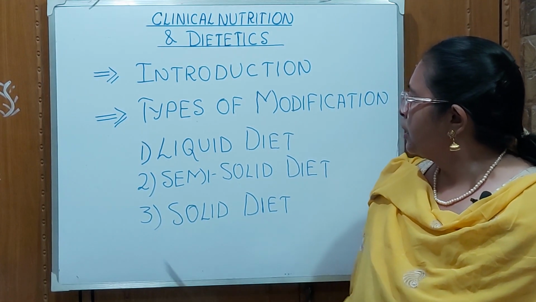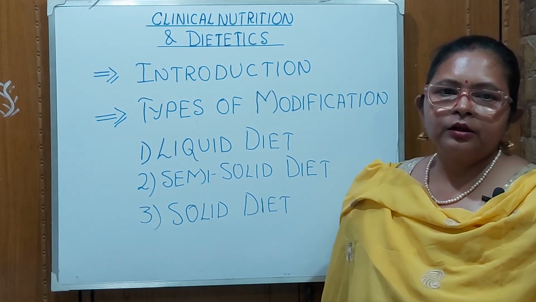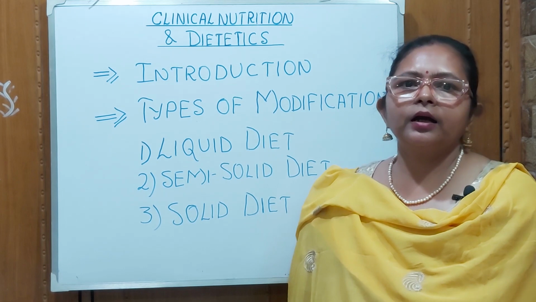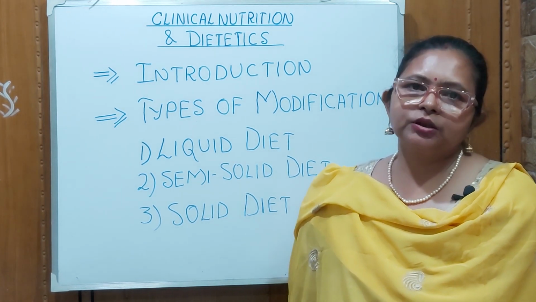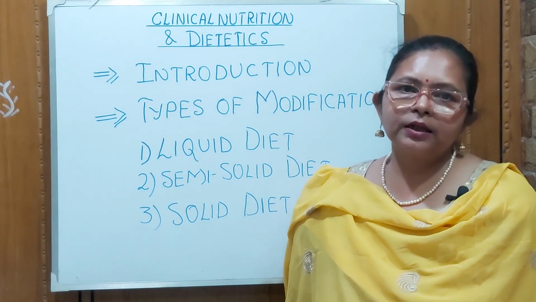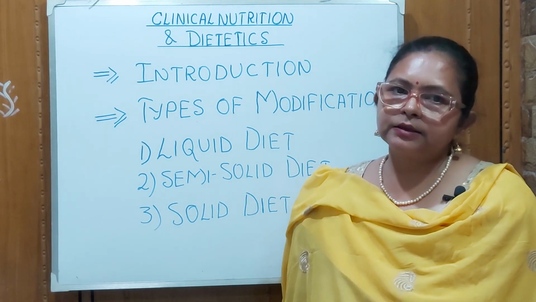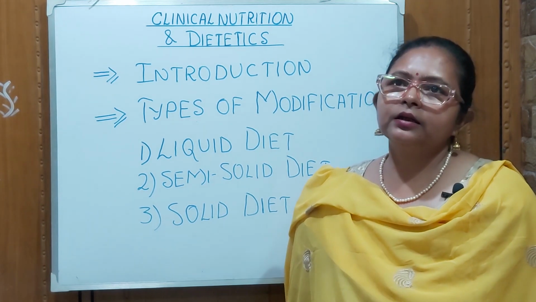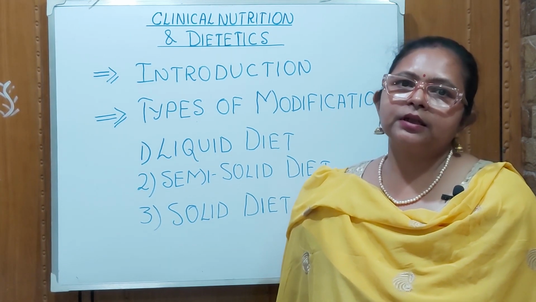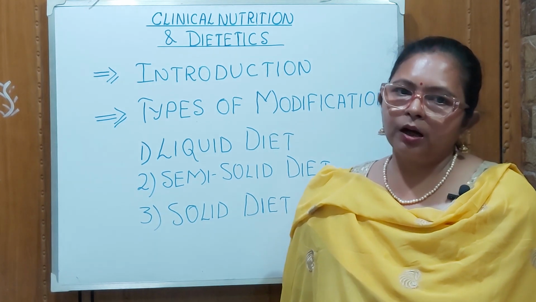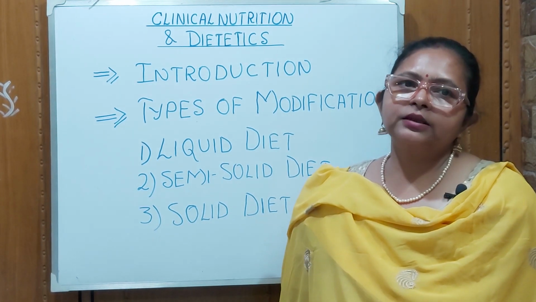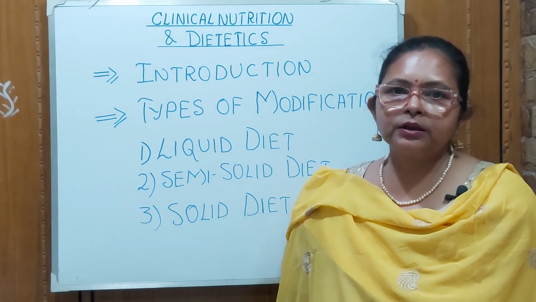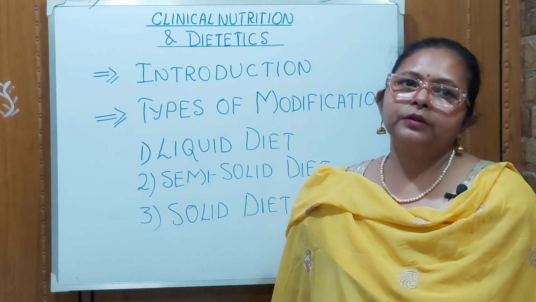Next we come to the types of modification of the diet. The modification of the diet is done for two reasons: what the patient's status is at that time, and whether the patient can take food or another type of diet has to be given. There are different ways the diet is given. One is by mouth, another is by gastric or nasogastric tube feeding, and another is parenteral feeding, meaning the food is given through the blood.